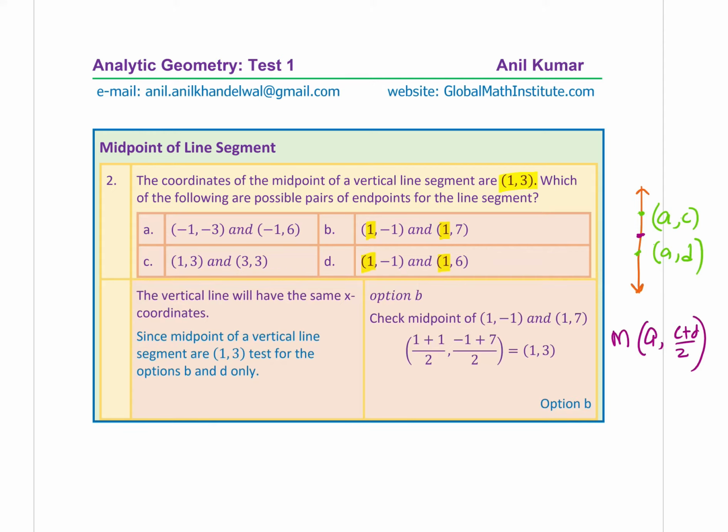Now that rules out the options A and C, so our answer should be between B and D. Now we have already eliminated 50% of the choices. Now we can test the values, and therefore we are just testing option B. Check the midpoint of the given 2 points. And when we check the midpoint, we do get what was required, right? So we do get 1, 3, and therefore that becomes our solution. And that is how we are going to solve it.